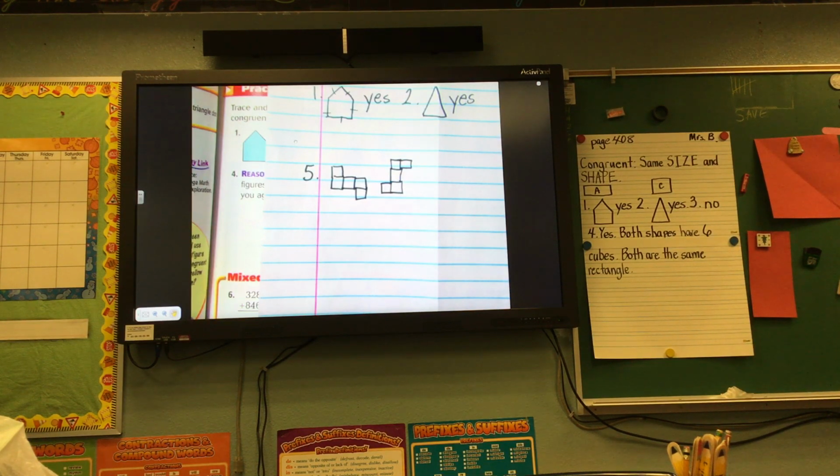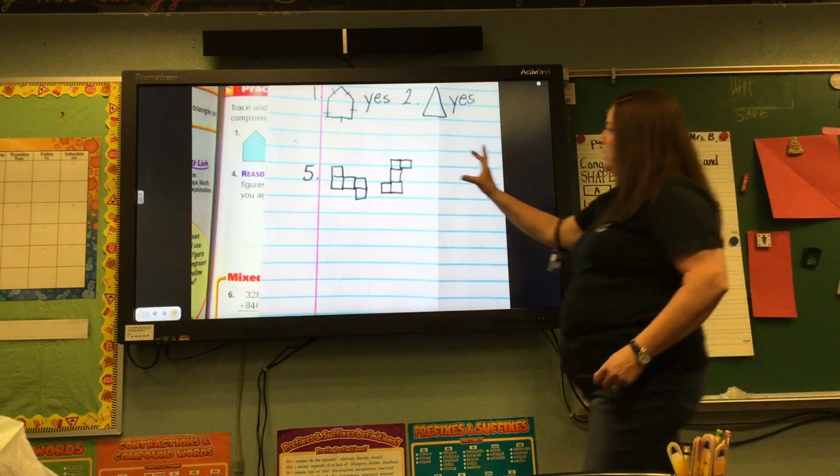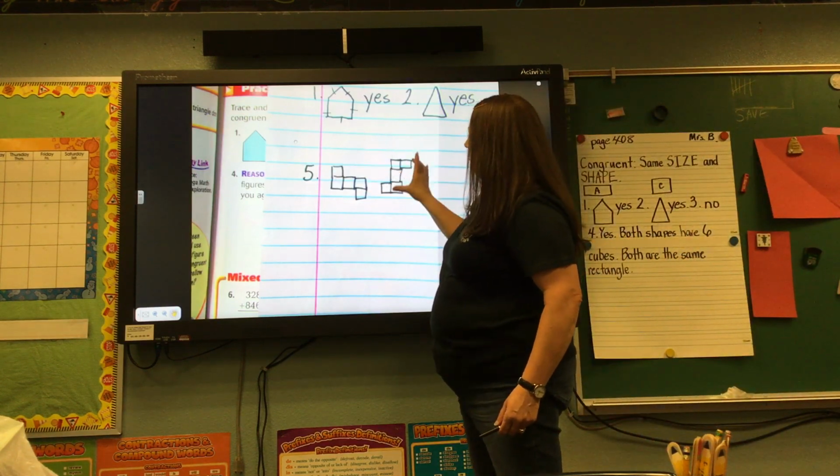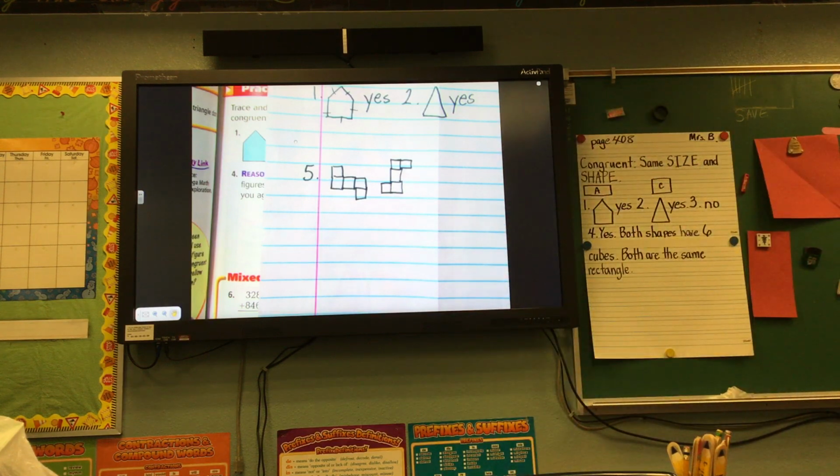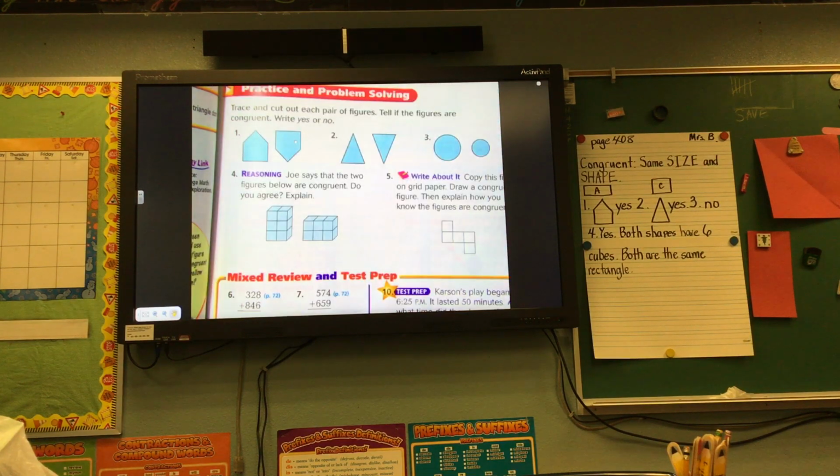I just made a congruent shape. If I was to take this shape, if I could cut it out and turn it, I could make it match perfectly on that other shape. So there we have another congruent shape. Now, I'm going to stop right there with the math book.